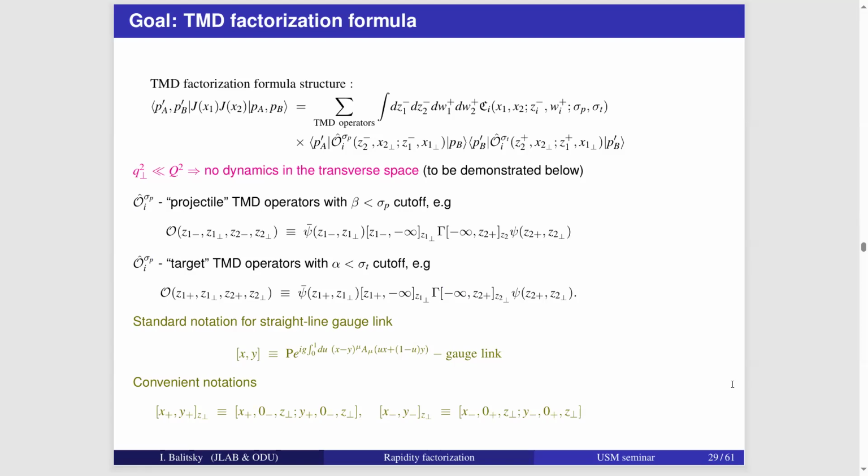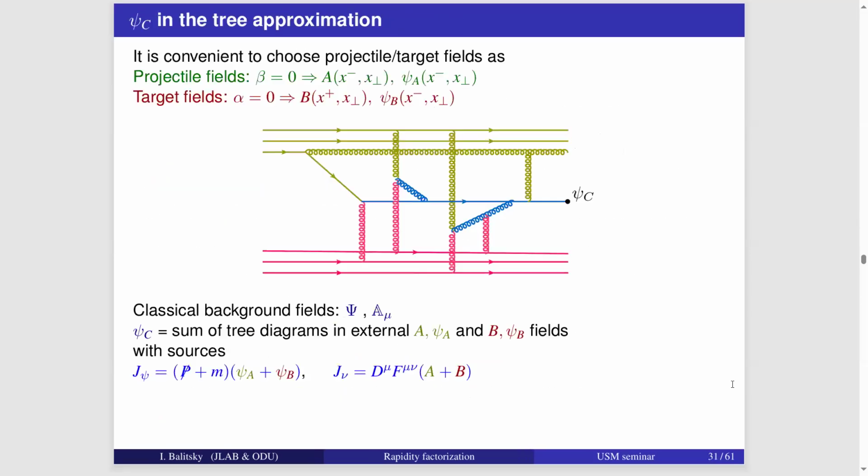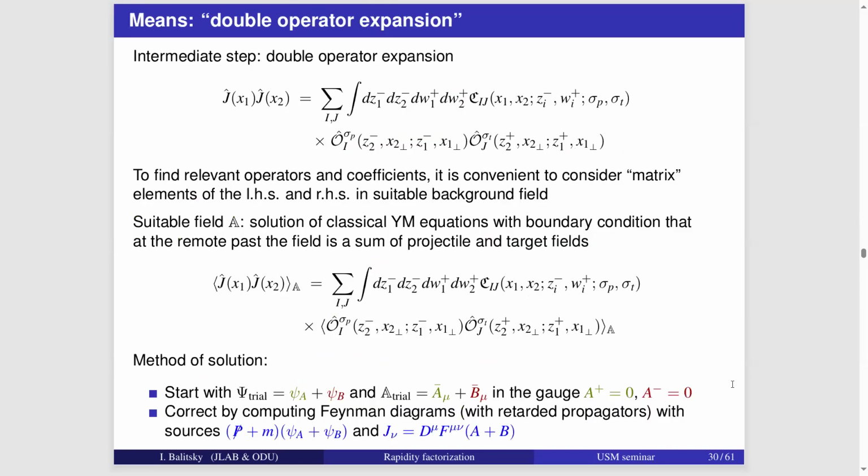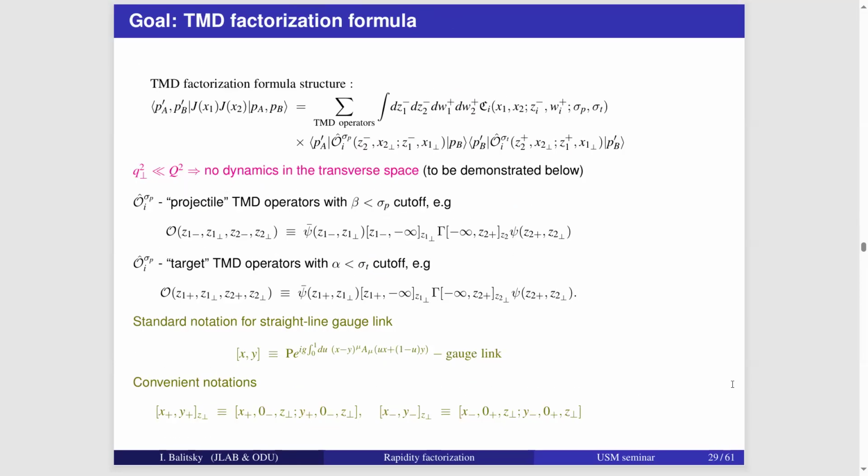Convenient notation is like that. This part of the Wilson line gauge link goes to minus infinity in the light-like direction, and it's located at fixed zero. So this is the goal: get such a formula. As an intermediate step, look here, there are matrix elements between quarks everywhere. The intermediate step should be the calculation of this coefficient.